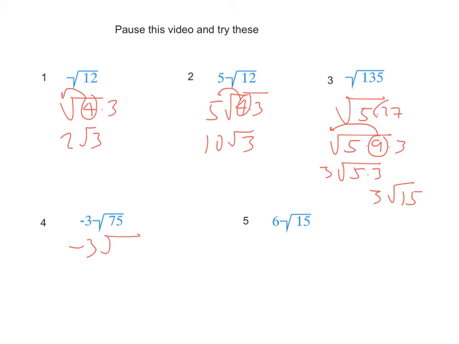I can rewrite 75 as 25 times 3. 25 is a perfect square. You pull that out, this is a 5. Multiply by what's in front. I get negative 15 radical 3. And this last one, I can rewrite 15 as 5 times 3. Can't do anything with a 5, can't do anything with a 3, so it'll stay as 6 radical 15.